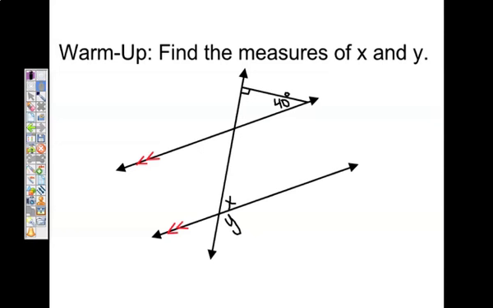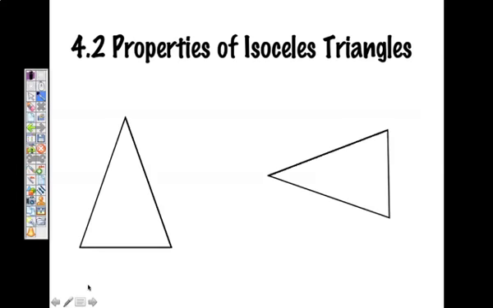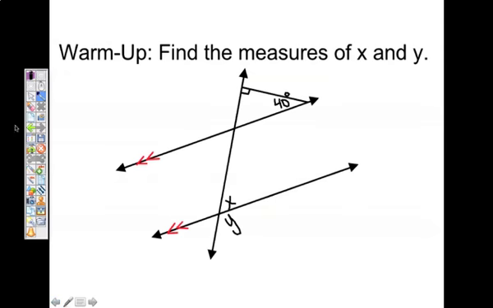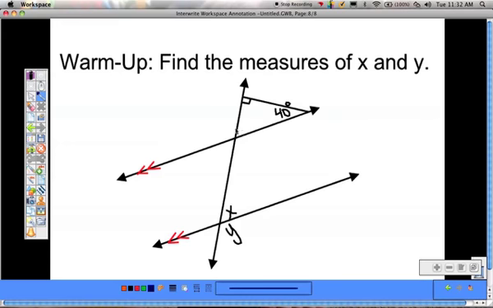You should know there's 180 degrees in a triangle. So to get this missing angle right here, first we're going to start with this missing angle. So to find this angle, we're going to take 180 minus 90 minus 40. So that'll give us 50 degrees.